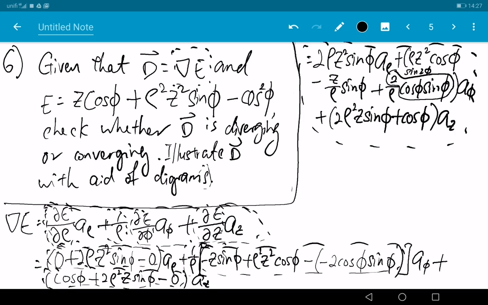For your information, the 2 cos phi sin phi can be simplified as sin 2 phi, so that it is easier for us to conduct the differentiation later.